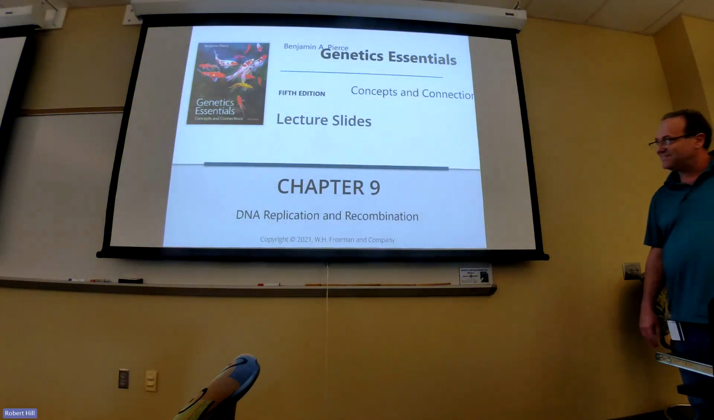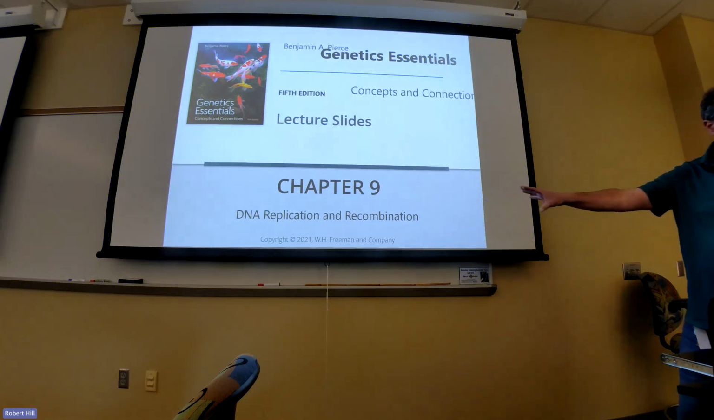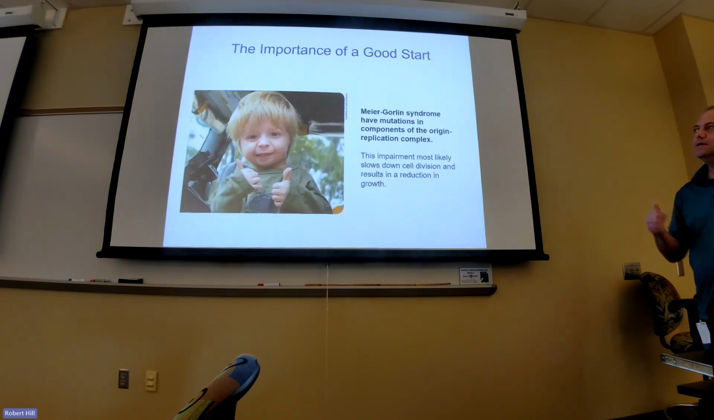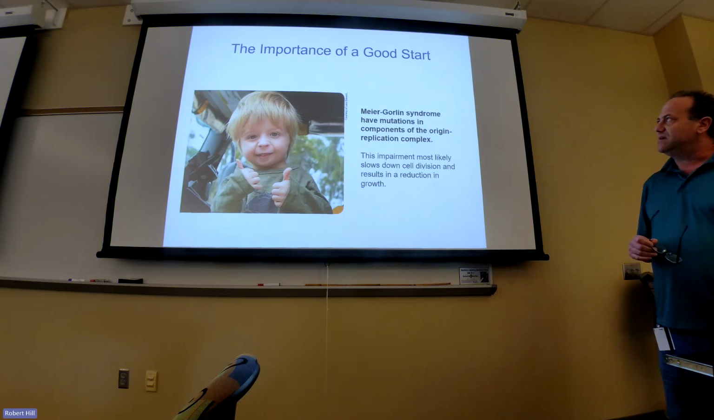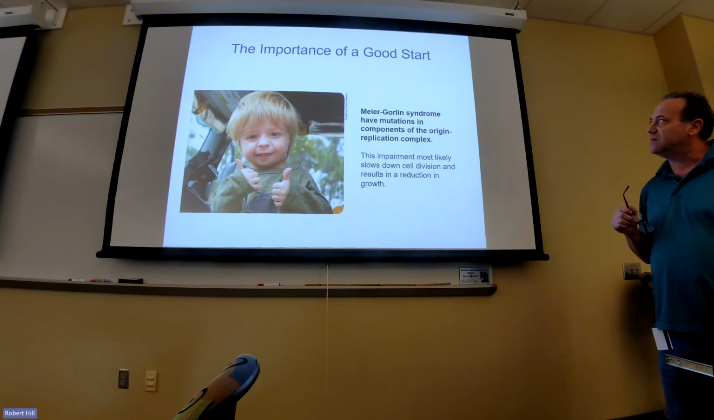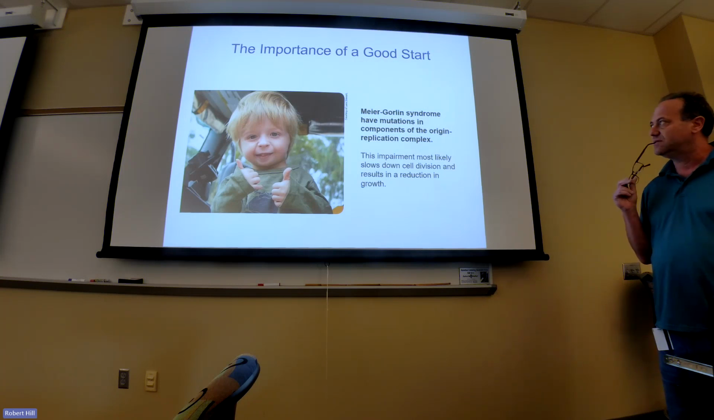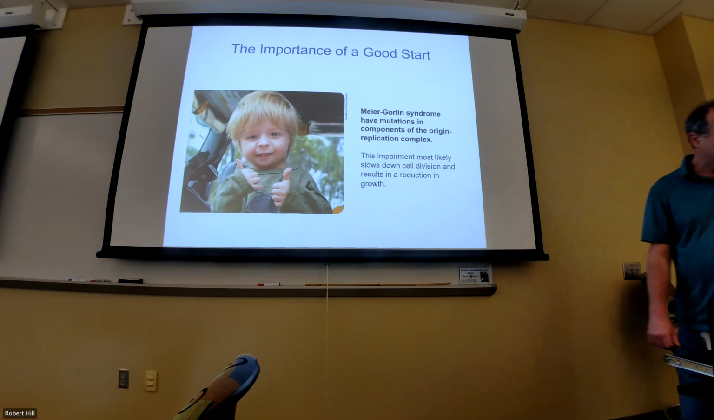DNA replication, right? So actually, I took out the part on recombination, which is the very last section in the chapter. You guys don't need to worry about that. So this guy has a genetic disease, Meyer-Gorlin syndrome. He has issues at the origins of replication, right? It causes growth abnormalities. Makes sense.